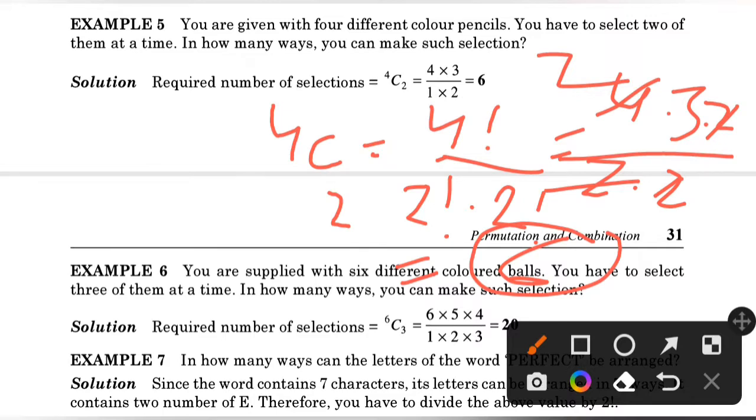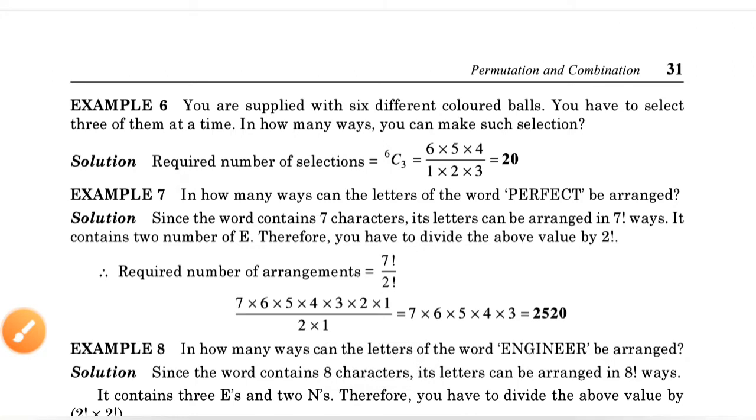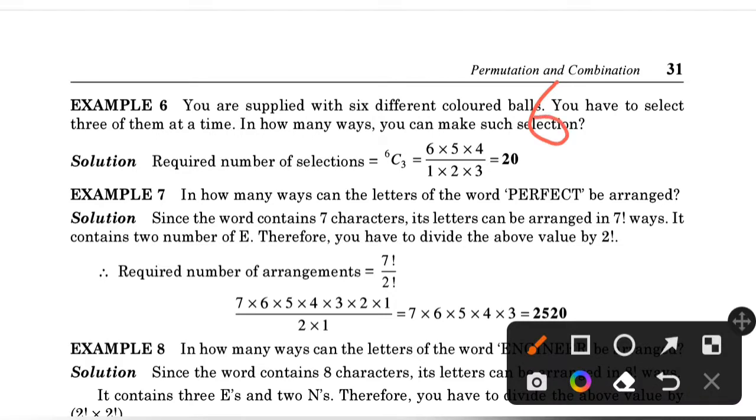Okay. In the next example, 6, you are supplied with 6 different color balls, and you have to select 3 of them at a time. In how many ways can you make such a selection? Now there are 6 different color balls, and we have to select 3 of them at a time. This is again a selection problem, so that's why we use the combination formula. So the total is 6 balls, and we have to select 3 of them. So we use 6C3, and this is equal to 6 factorial over 3 factorial, and into 6 minus 3, which is also 3, so again 3 factorial.